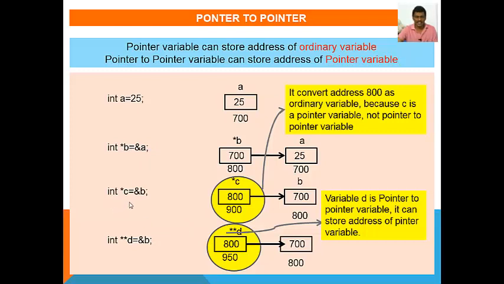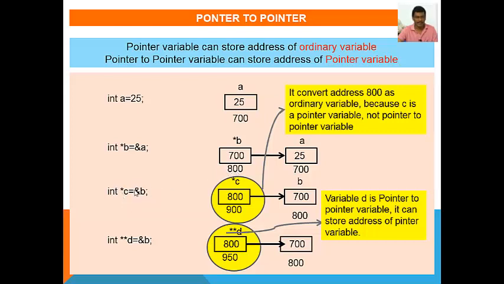Next line, integer star c equal to ampersand b. B is a pointer variable. A pointer variable also has two bytes, but it has an address, so 800, 801. For processing purposes, we take the starting byte address, that is 800. That 800 is assigned to c.